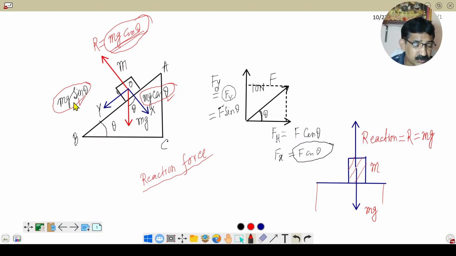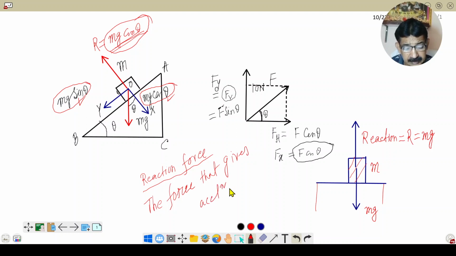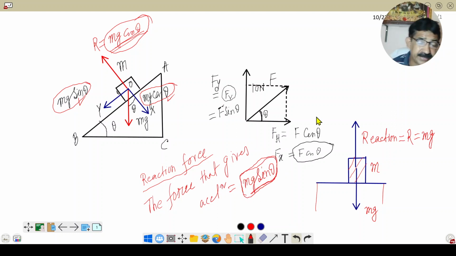So this force will provide the acceleration. That means we can say the accelerating force, the force that gives acceleration, that means the acceleration producing force, is equal to mg sin theta. Okay. So this is the force that produces the acceleration. So this is a very simple idea.